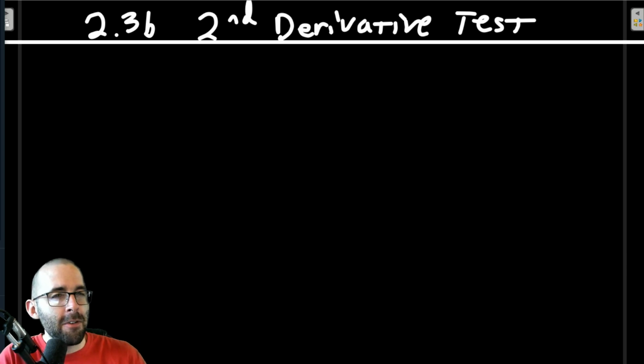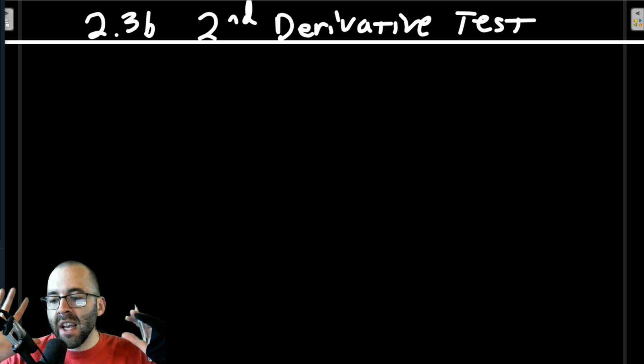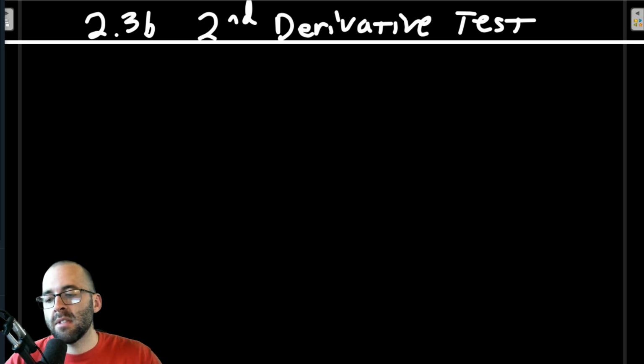Okay, you've heard about the first derivative test. Now you have another option, the second derivative test, which is very similar. For the first derivative test, we asked ourselves, what can we say about the first derivative at a local minimum and a local maximum? We're going to start this one the same way.